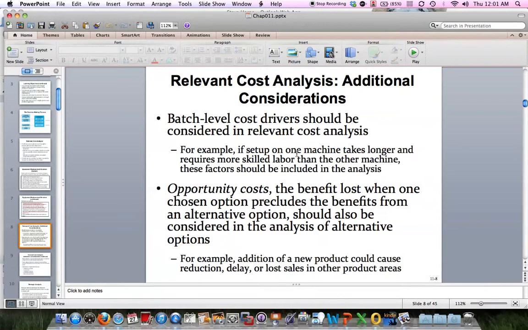So if we decide to focus some resources and attention on launching a new product line, it's possible we're going to rob sales from existing product lines, or because we're paying attention to this new product line, we're losing focus on our existing product lines, losing sales, losing quality, or some things like that.